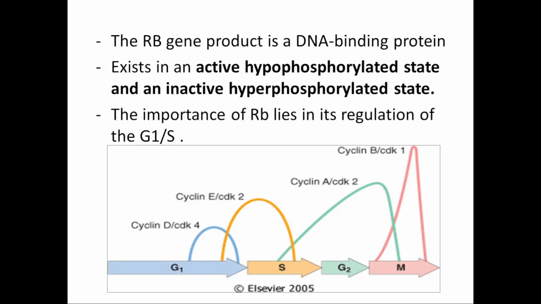الريتينوبلاستوما جين على ايش بيشتغل؟ When it is hypophosphorylated بيكون active. So الفانكشن تبعته عكس الراس، إذا ما في فوسفيت جروب باوند تو اكس بيكون hypophosphorylated، بيكون active. لما تيجي الفوسفيت جروبس يمسكوا على الريتينوبلاستوما جين يعملوا له inactivation. So it's active when hypophosphorylated and inactive when it is hyperphosphorylated. The importance lies in the regulation of the progression from G1 to the S phase.